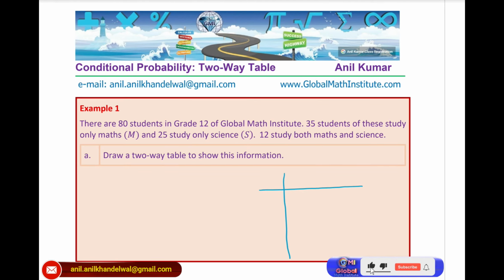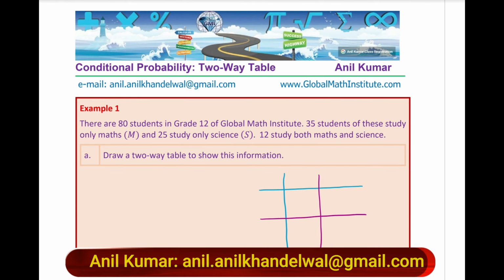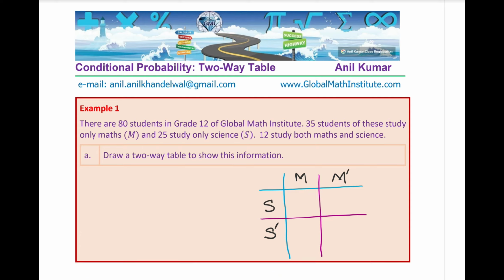What are we given? We are given the condition that the students are studying two subjects, and these two subjects are maths and science. So a student may study maths or may not study maths. You get the idea. Complement. Similarly, the student may take science or may not take science. The complement of that. You see that. So we have two columns, and these columns can help us solve conditional probability questions.